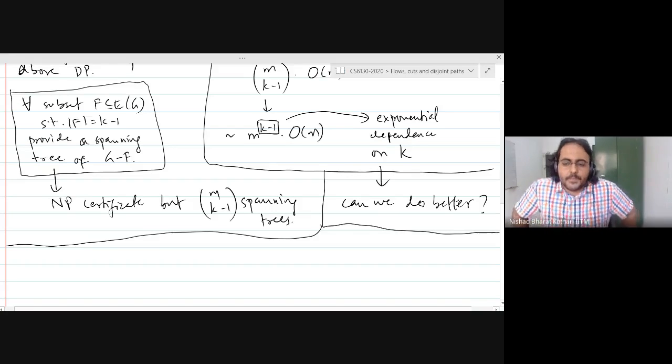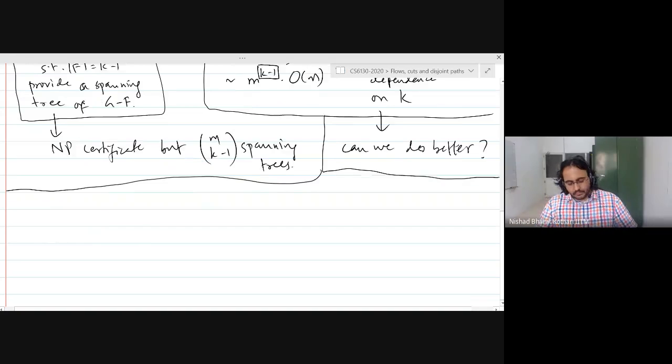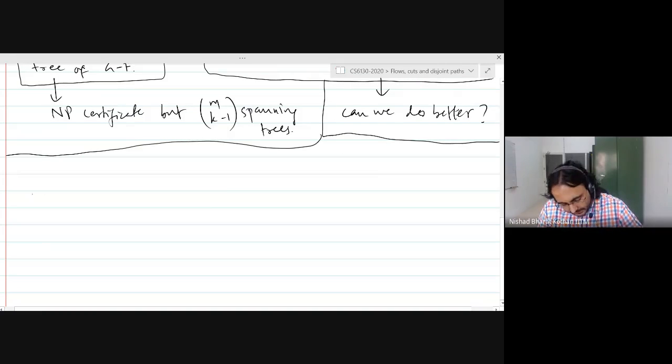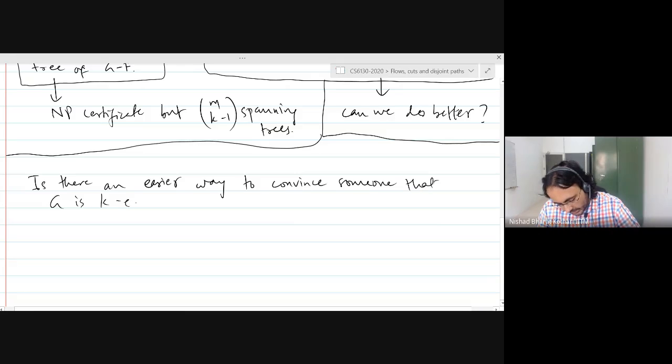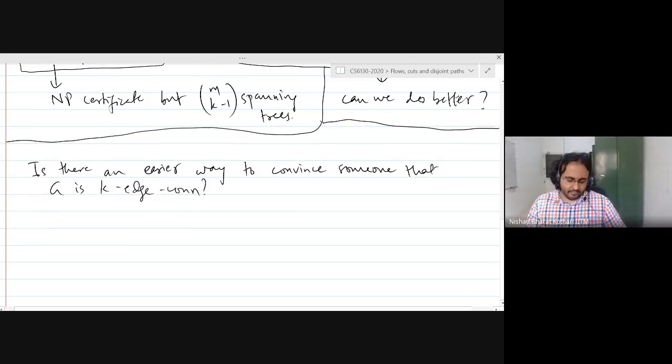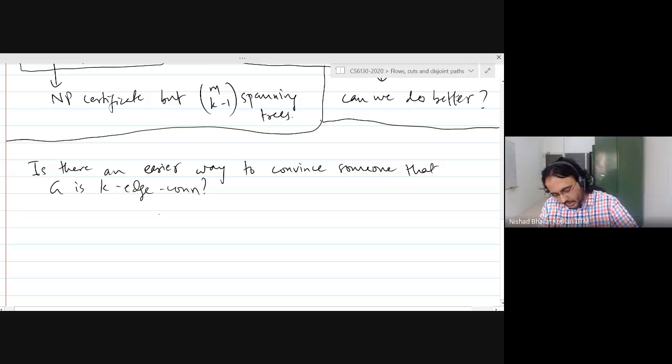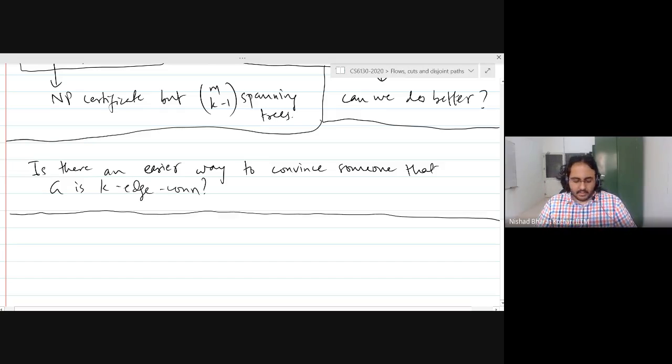Okay. So, is there an easier way to convince someone that G is k-edge connected? That is the question I want to ask, right?